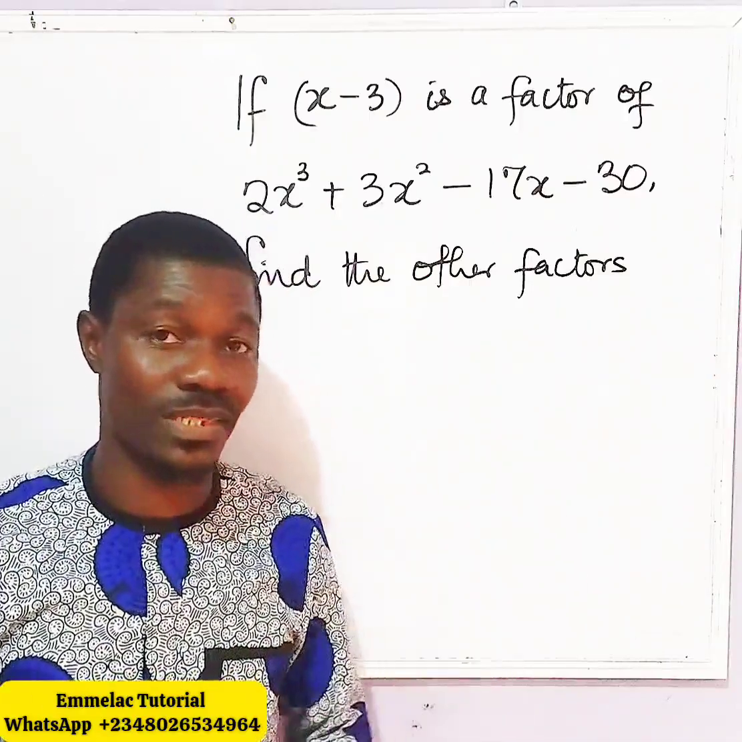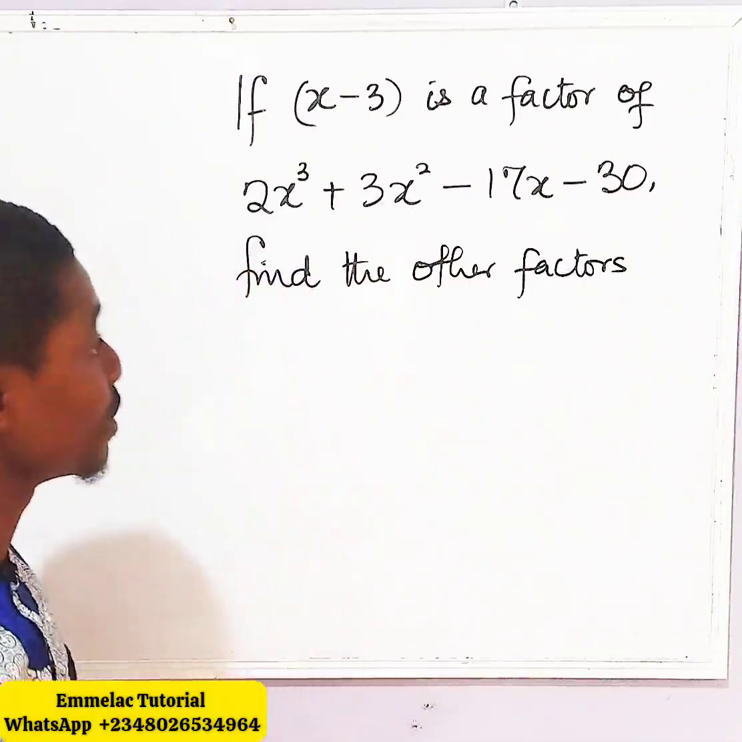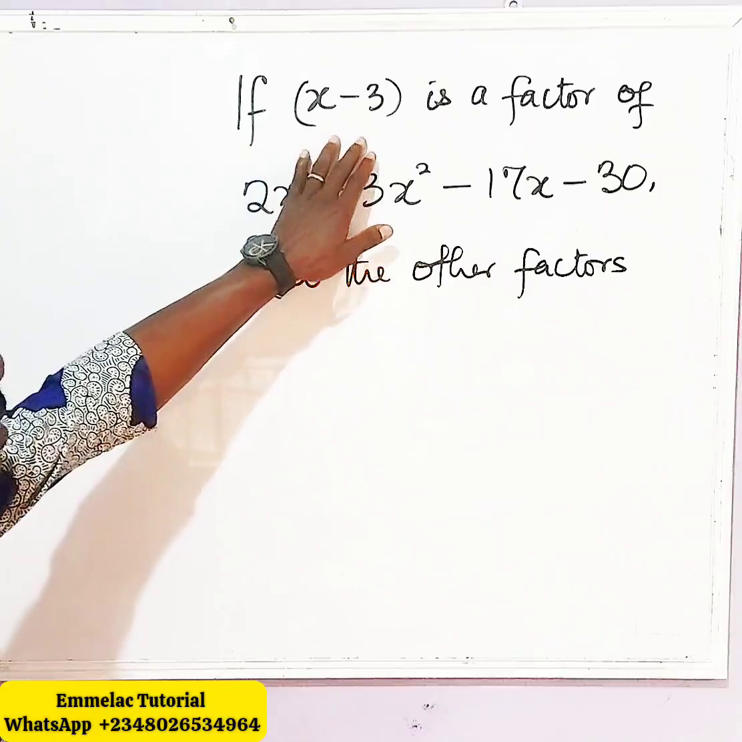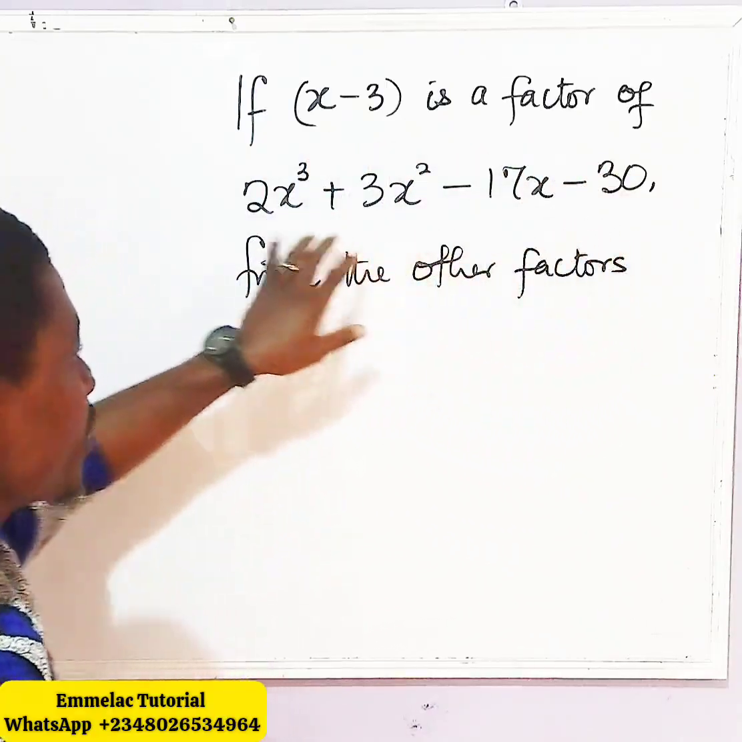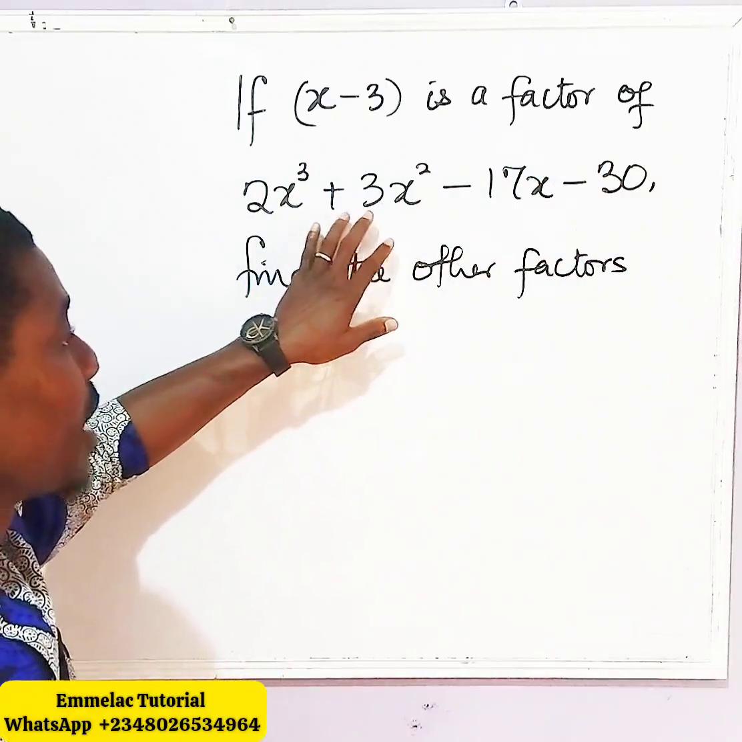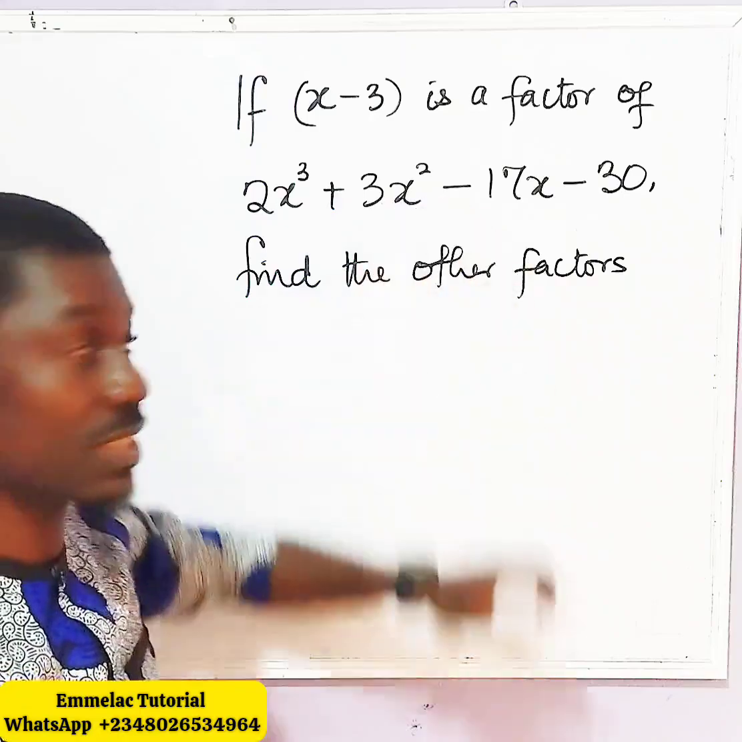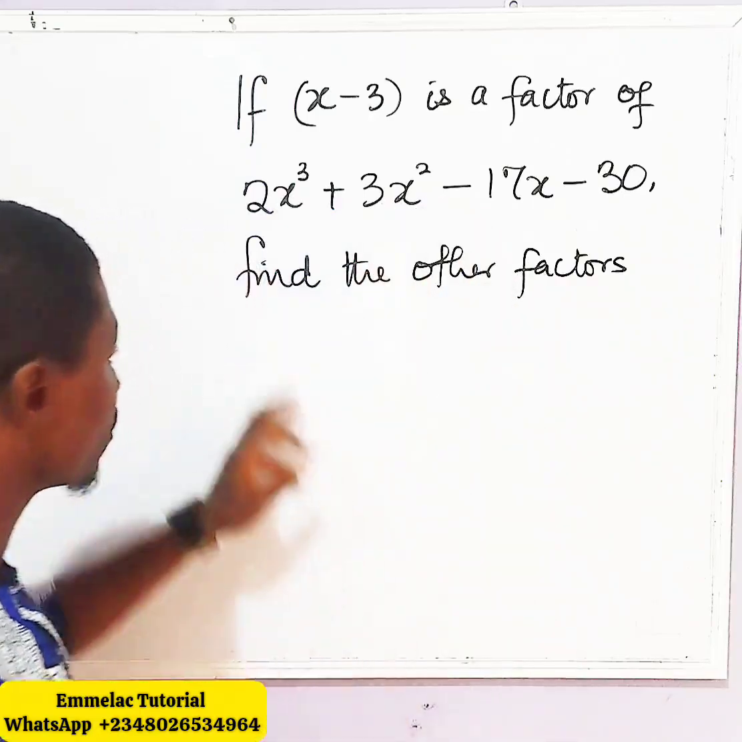Now let us look at this polynomial question. It shows that if x minus 3 is a factor of this polynomial, that is 2x cubed plus 3x squared minus 17x minus 30, and we're trying to find the other factors.